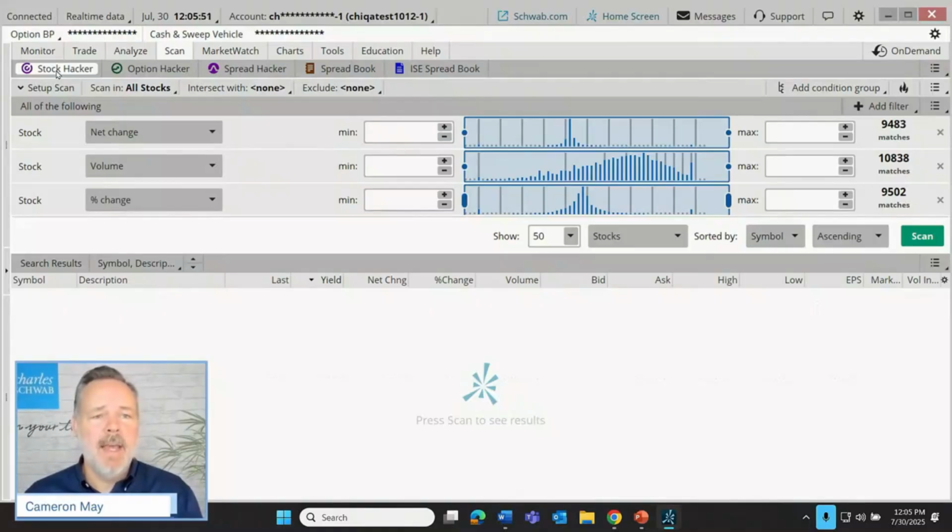But yeah, the stock hacker is the scan tool that, let's say a trader has specific characteristics for the kind of stocks that they choose to invest in or trade, but they want to be able to tell Thinkorswim, hey, go out and find these kinds of stocks for me, and then just list them for me. That's what our scan tool is capable of doing. So I'm going to do that using the stock hacker.